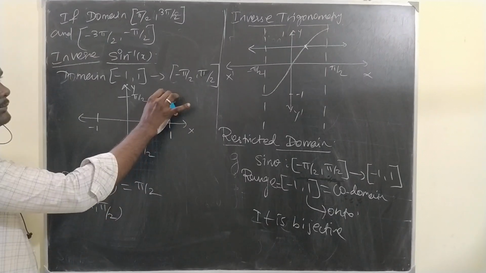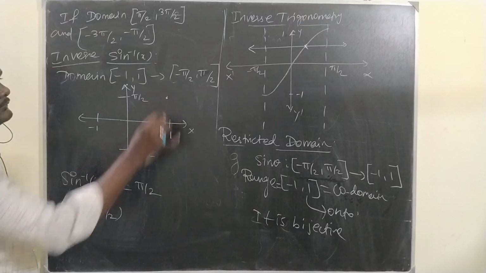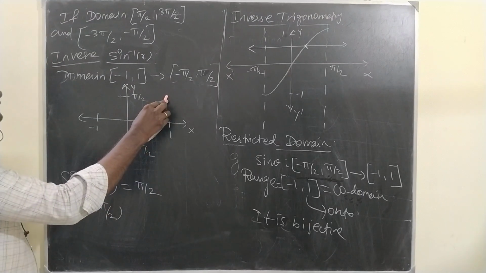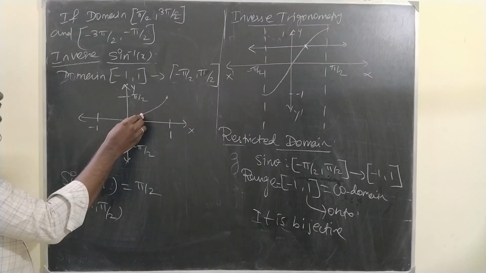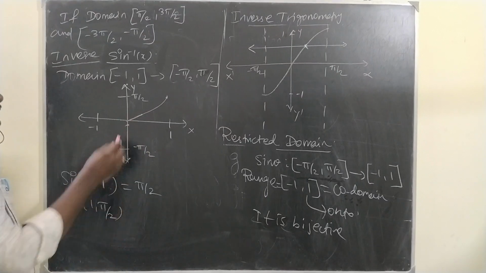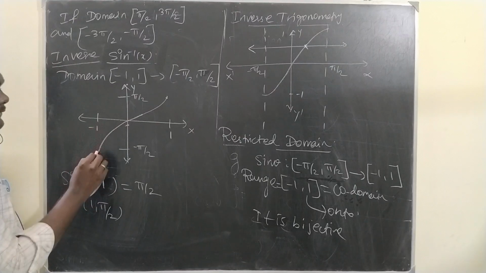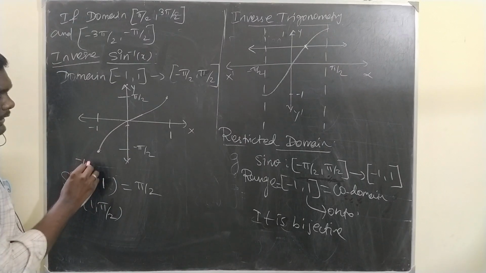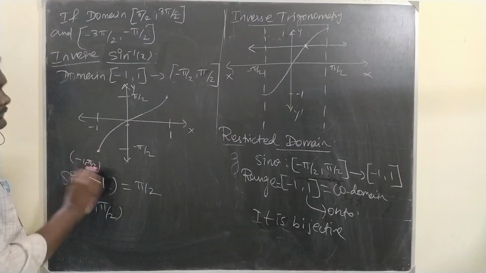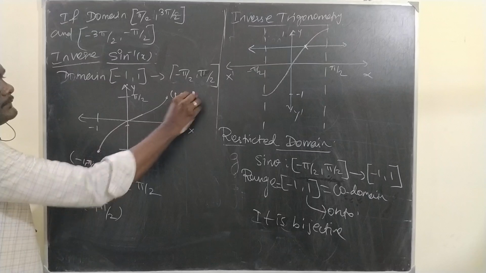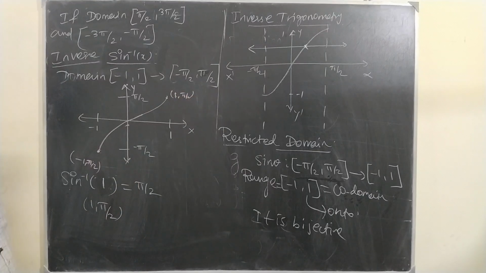Where is that point 1 comma pi by 2? Here. Okay. So from here to 0 it will come, and from 0 to here, negative pi by 2. This point is -1 comma negative pi by 2. Here 1 comma pi by 2. Got it? That is the graph.